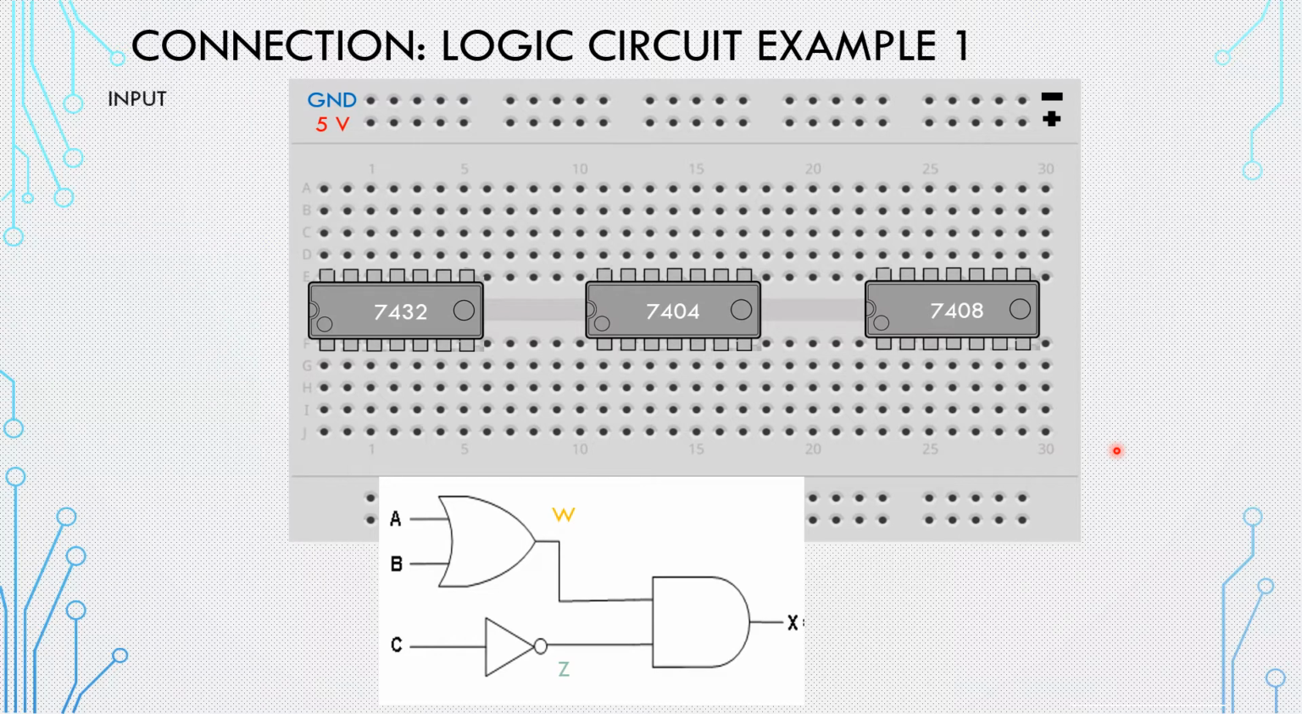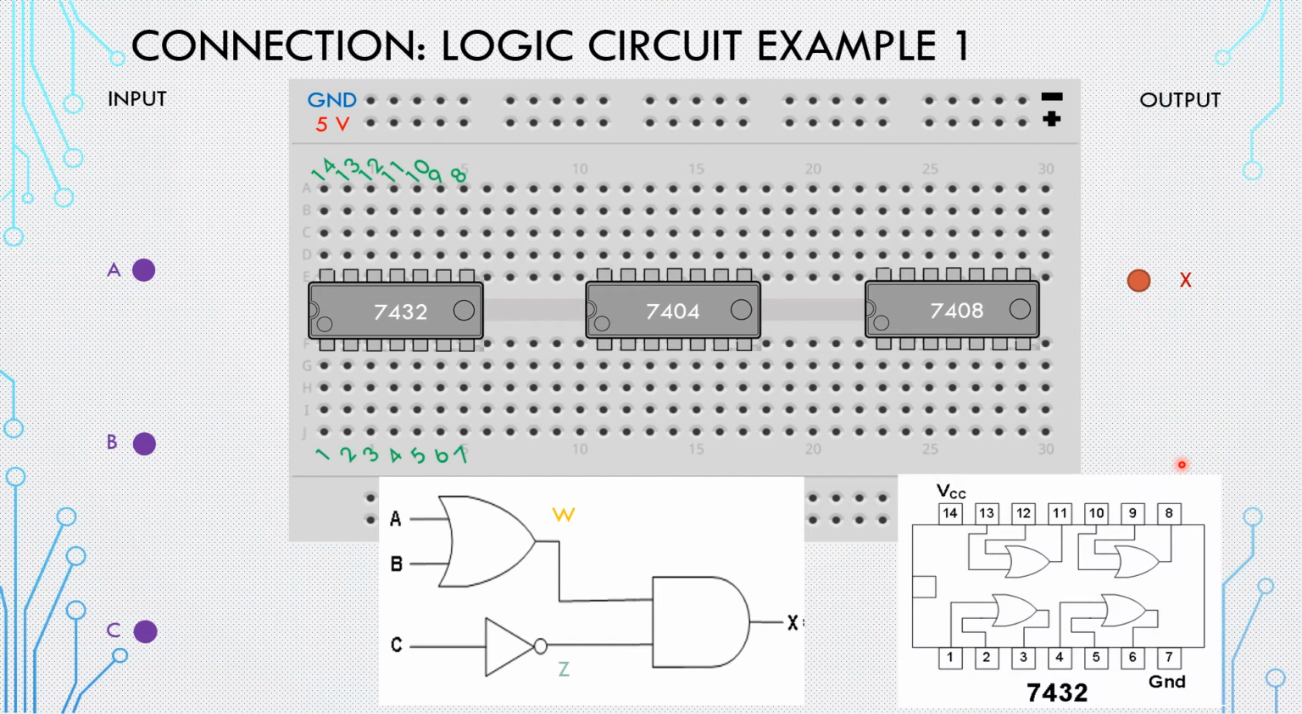So how to connect the circuit? You need to bring 3 switches or 3 inputs: the first input A, B, C. These are the switches that I'm going to use, since the circuit uses 3 switches. And we have only one output, X, which is the LED to indicate: if it is 0, it's going to be off, if it is 1, it's going to be on. Now let's try to connect.